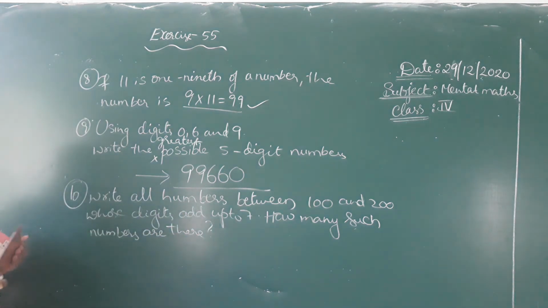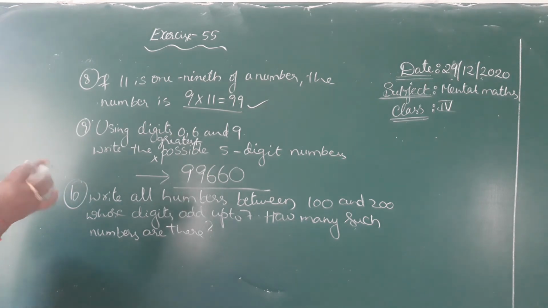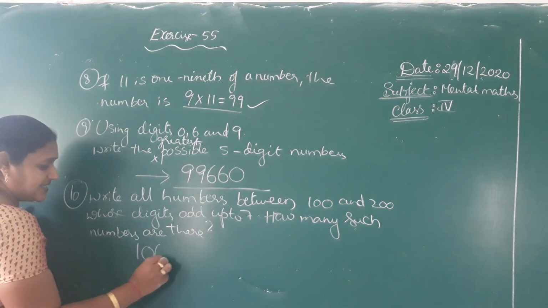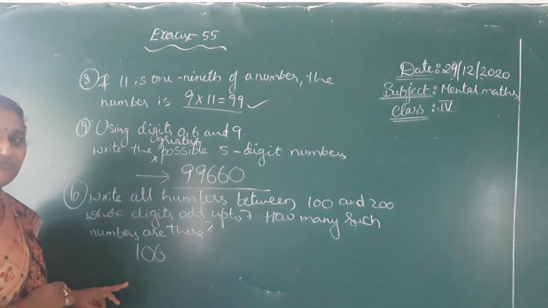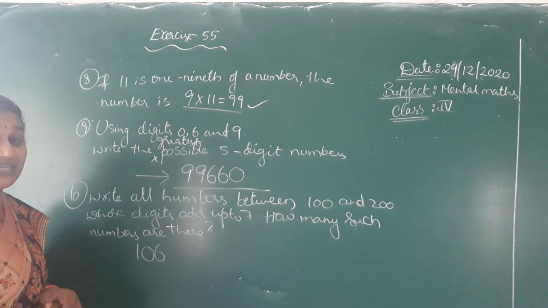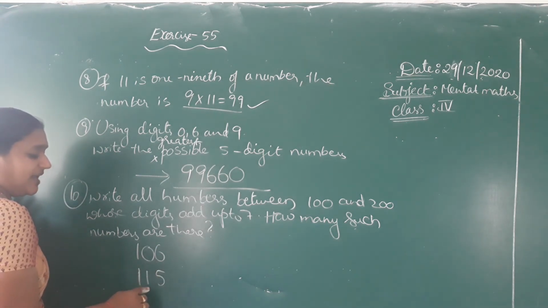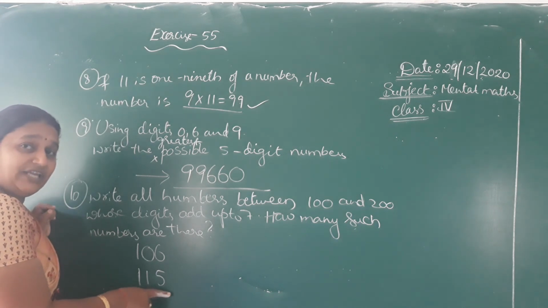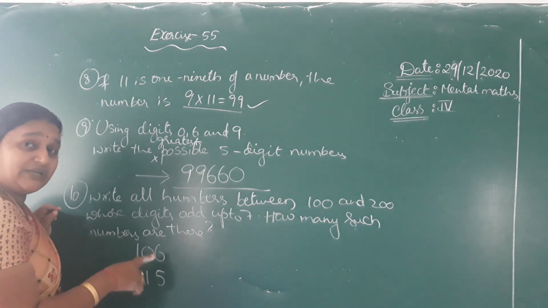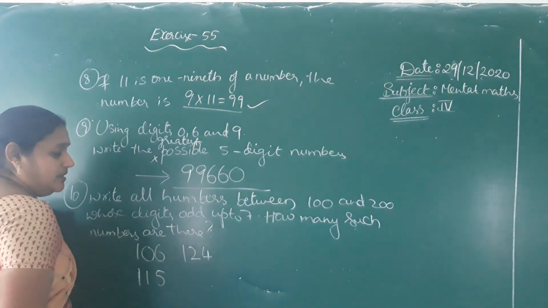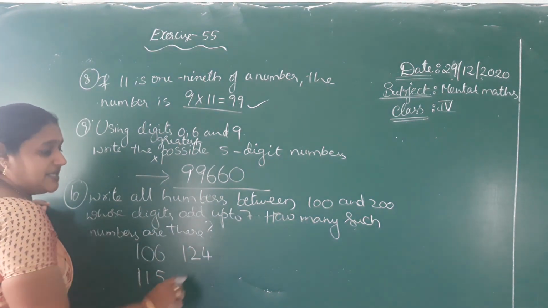This is the question. So what are the numbers given, children? The sum of the digits of the numbers should be equal to 7. Those numbers should be between 100 and 200. What type of number? First one, 106. If you see this number, 1 plus 6 is 7. Next, 115: 1 plus 1 is 2, 2 plus 5 is 7. The sum should be 7. Like that, numbers only you have to choose. Here, 124: 1 plus 2 is 3, 3 plus 4 is 7.